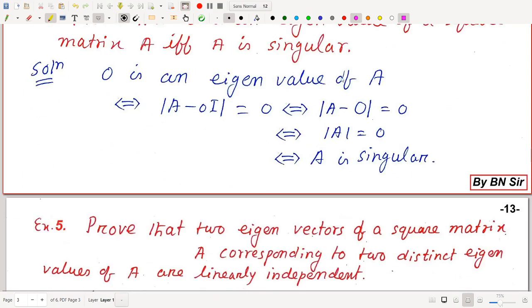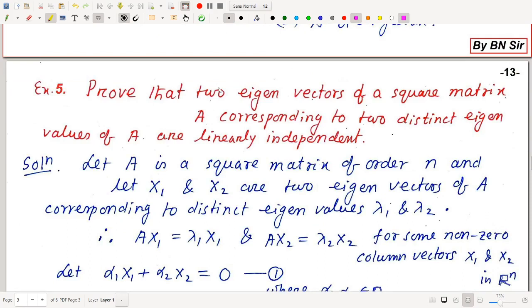Now 0 is an eigenvalue of capital A if and only if determinant of A minus 0I equal to 0. Lambda is 0 here, but 0I is O, the null matrix. Every element of I is multiplied by 0, so it will be the null matrix. So determinant of A minus O is determinant of A equal to 0. Therefore A is singular. So 0 is an eigenvalue of A if and only if A is singular. We have proved. This is true both ways.